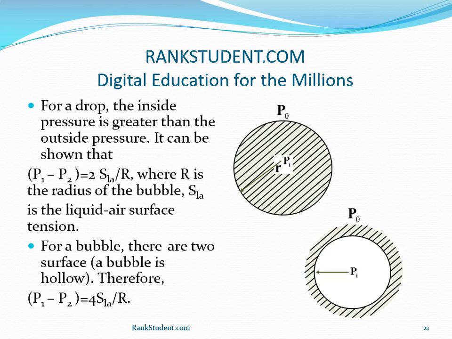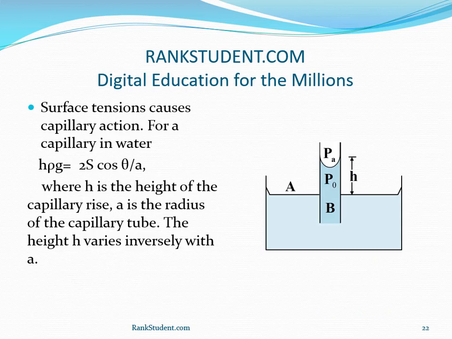The inside pressure is greater than the outside pressure for a drop. It can be shown that P1 minus P2 equals 2 S_LA divided by R, where R is the radius of the bubble, S_LA is the liquid-air surface tension. That's for a drop. For a bubble, there are two surfaces because a bubble is hollow, and therefore P1 minus P2 equals 4 times S_LA over R.